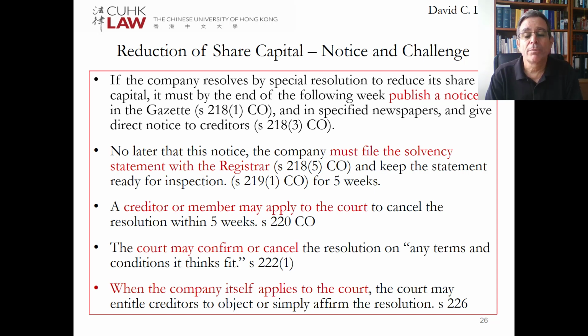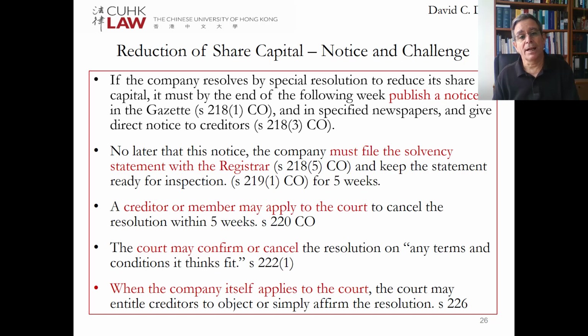So the creditors would be given notice, they would be given some time, and they would then take their complaints, if any, to the court. The solvency statement would also be made available, because the solvency statement is key in deciding whether the reduction of capital should go forward. The creditors are not given a vote in this decision, but the creditors are given the right to go to the court, which then may overturn the special resolution.